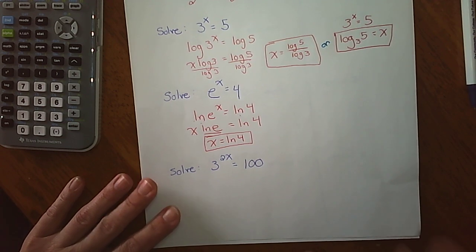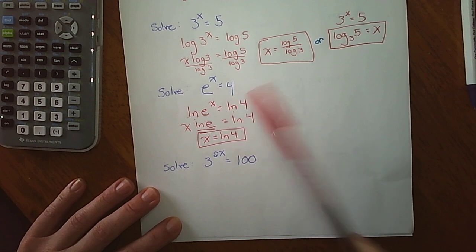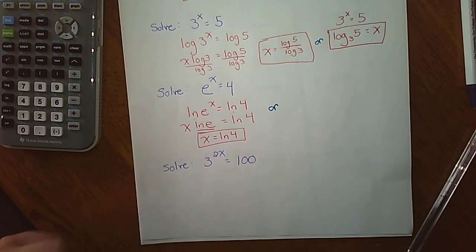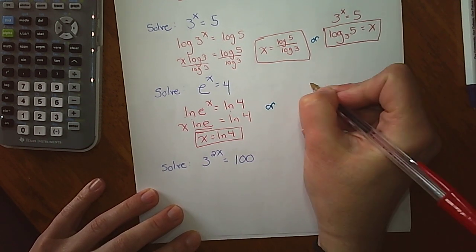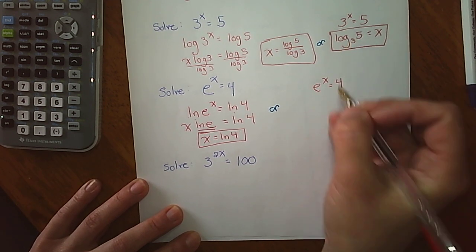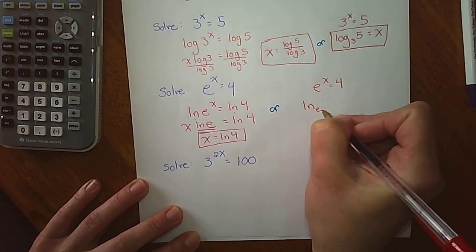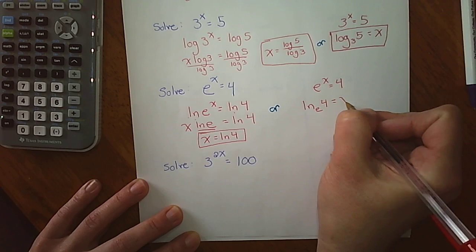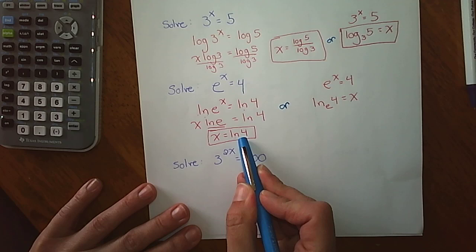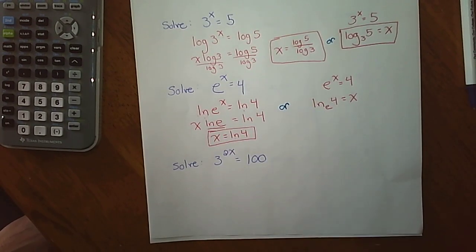Right. Now, just like this guy could have been done two ways, technically, he could too. All right, or. If I take e to the x equals 4 and I log it, just like I did this guy, instead of using log, I'm going to use the natural log. The base is e, 4 goes there, equals x. These two mean exactly the same thing. There's actually a little e here. I don't have to write it. So both of these answers are the same.